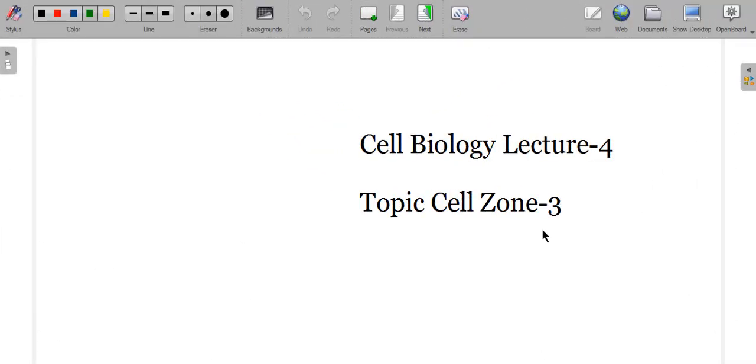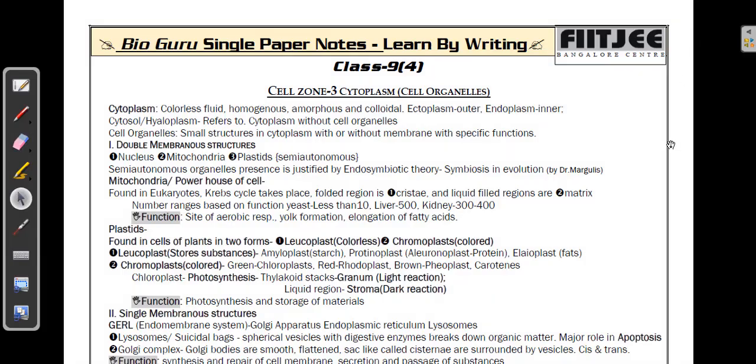Hello students, welcome to lecture 4 on cell zone 3. As the cell has revealed itself as a living unit, the mystery lies even today in how the various chemicals in the cytoplasm are able to produce life, and it has been a long study for the scientific community to identify and replicate it in artificial conditions. The cytoplasm is a colorless fluid, homogeneous in nature, amorphous and colloidal. So this allows the cell organelles to survive in safe conditions.